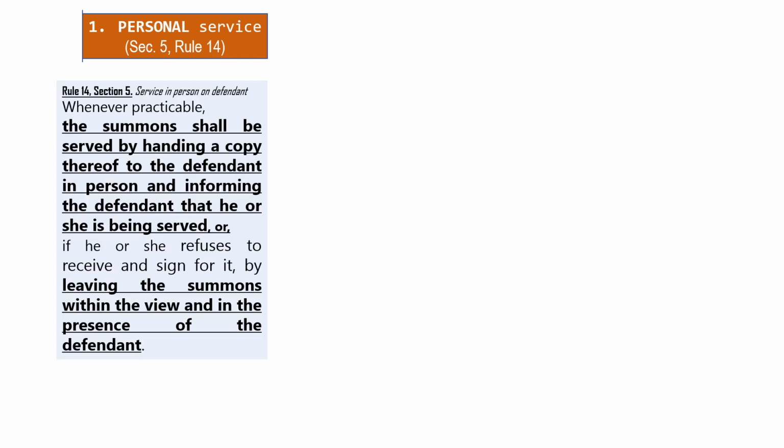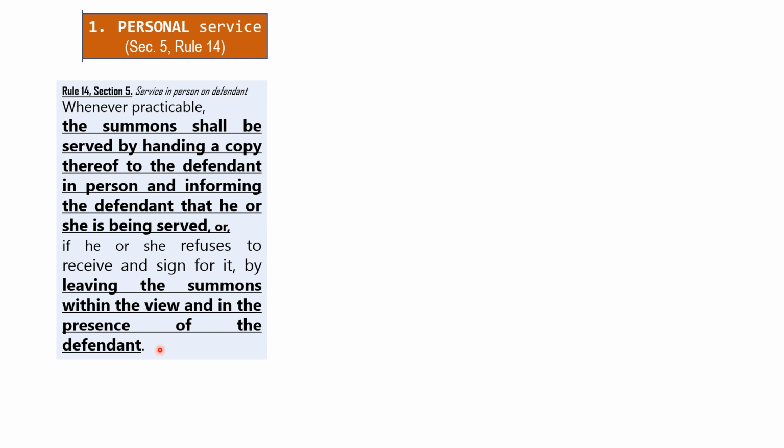First is personal service. The accurate term is, according to Section 5 of your Rule 14, service in person on defendant. And how do you serve in person on defendant? You serve it by handing a copy to the defendant in person and informing the defendant that he or she is being served. And if the defendant refuses to receive and sign, then you leave the summons within the view and in the presence of the defendant. So your personal service is the ideal at yan ang preferred. Kung may hierarchy, ito ang number 1, pinaka-importante.